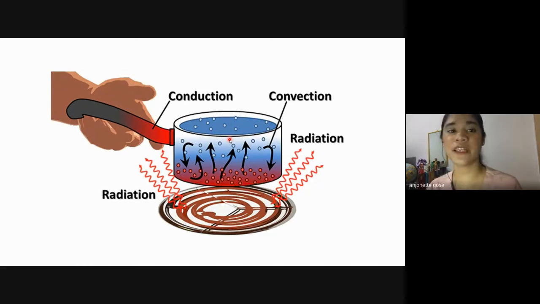Itong blue particles na ito ay nag-represent sa water molecule, which is basically cold. Cold water molecule. And then yung red naman ay yung particles of water or water molecule na may warm temperature. So, sa case na to, kahit sabay mo silang inilagay, yung tubig inilagay mo sa kaserola, and then yung kaserola ay inilagay mo sa ibabaw ng electric stove and so on, ano yung mas madaling iinit? Yung tubig na nasa itaas or yung tubig na nasa ibaba?